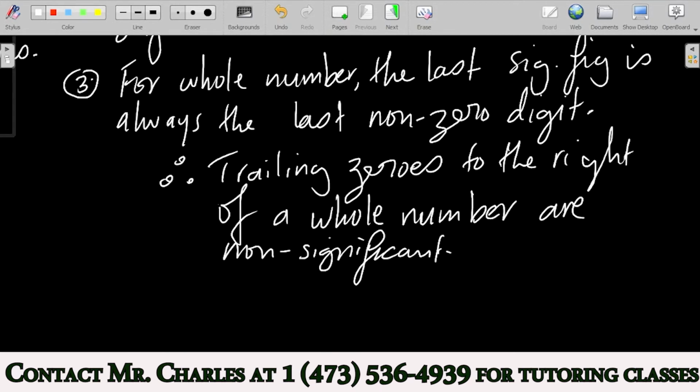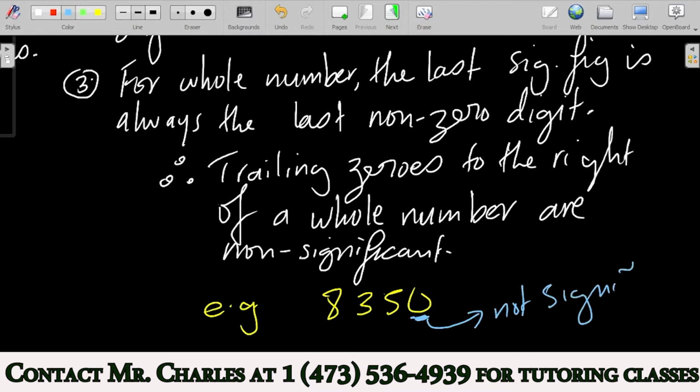Okay, so example, if you have 8,350, this zero at the end here is not significant, because it's a trailing zero. So the significant figures are the 8, the 3, and the 5. This is the first significant figure here, the 8. The second one is the 3. The third one is the 5. The 0 here is not significant.